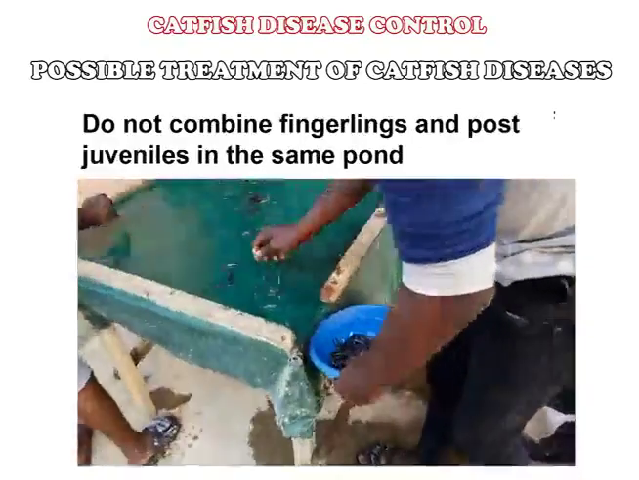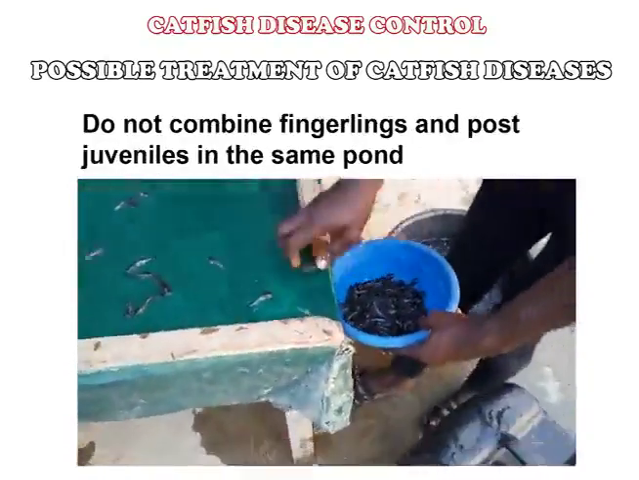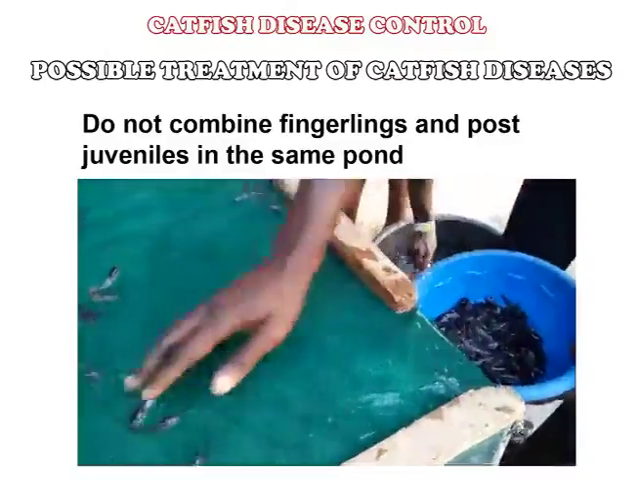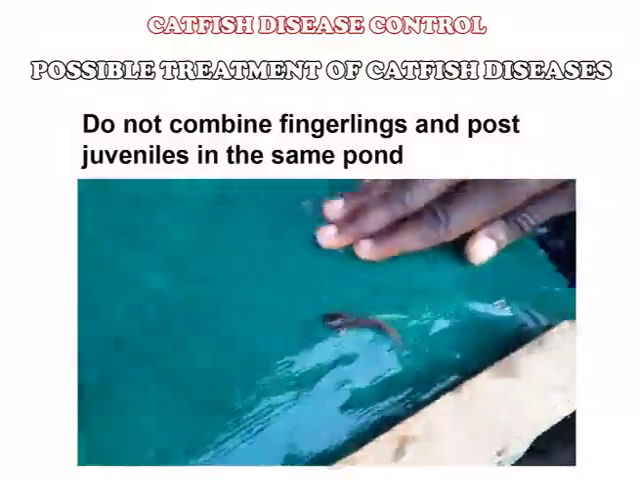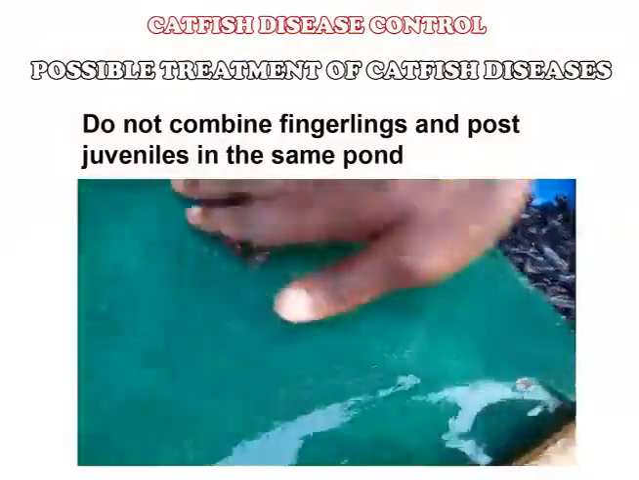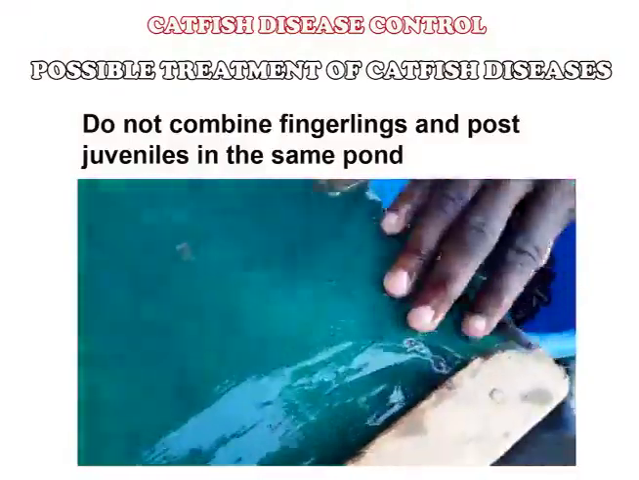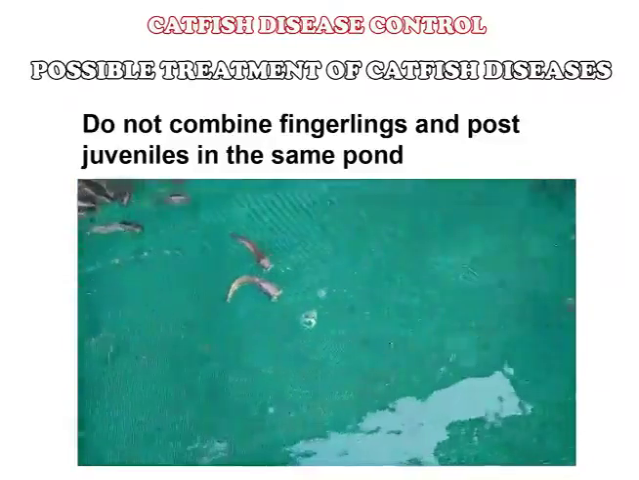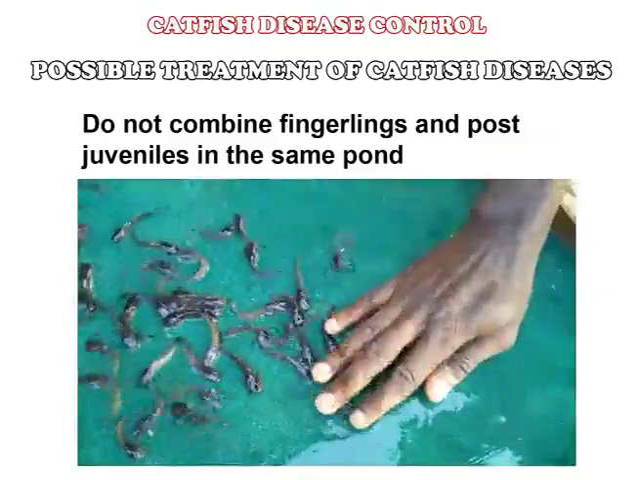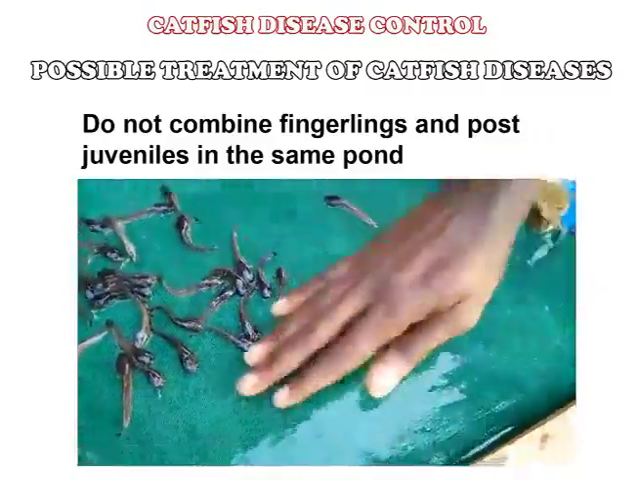And sometimes all you need to do to stop fish mortality is to carry out sorting if they are too crowded and it is observed that some are way bigger than the others. Always stock fish of relatively the same sizes. Do not combine fingerlings and post-juveniles in the same pond.